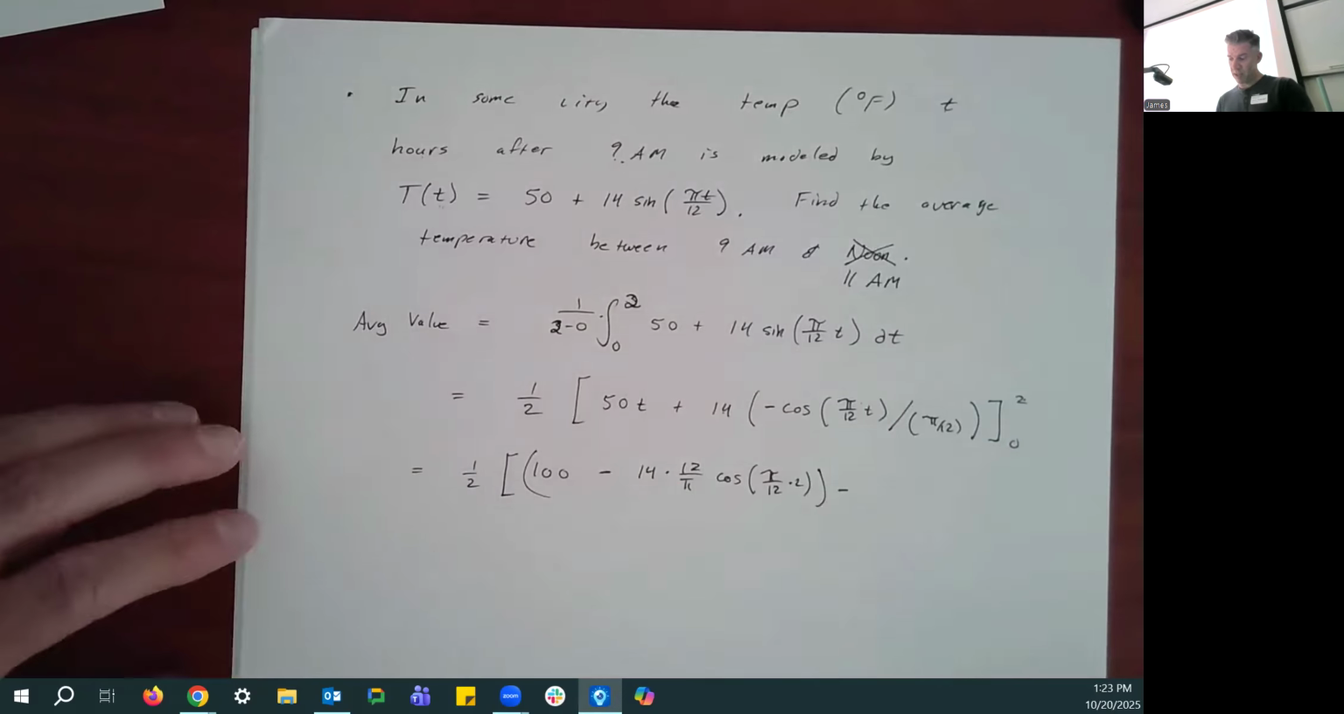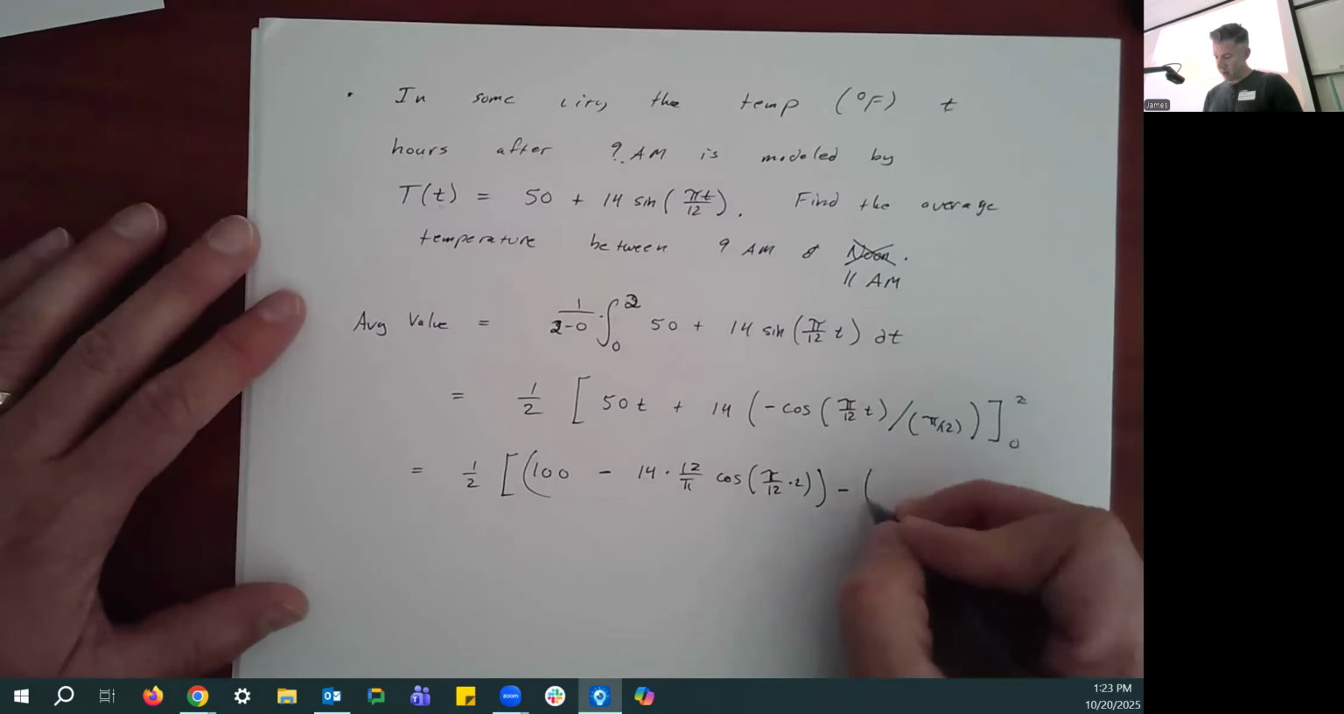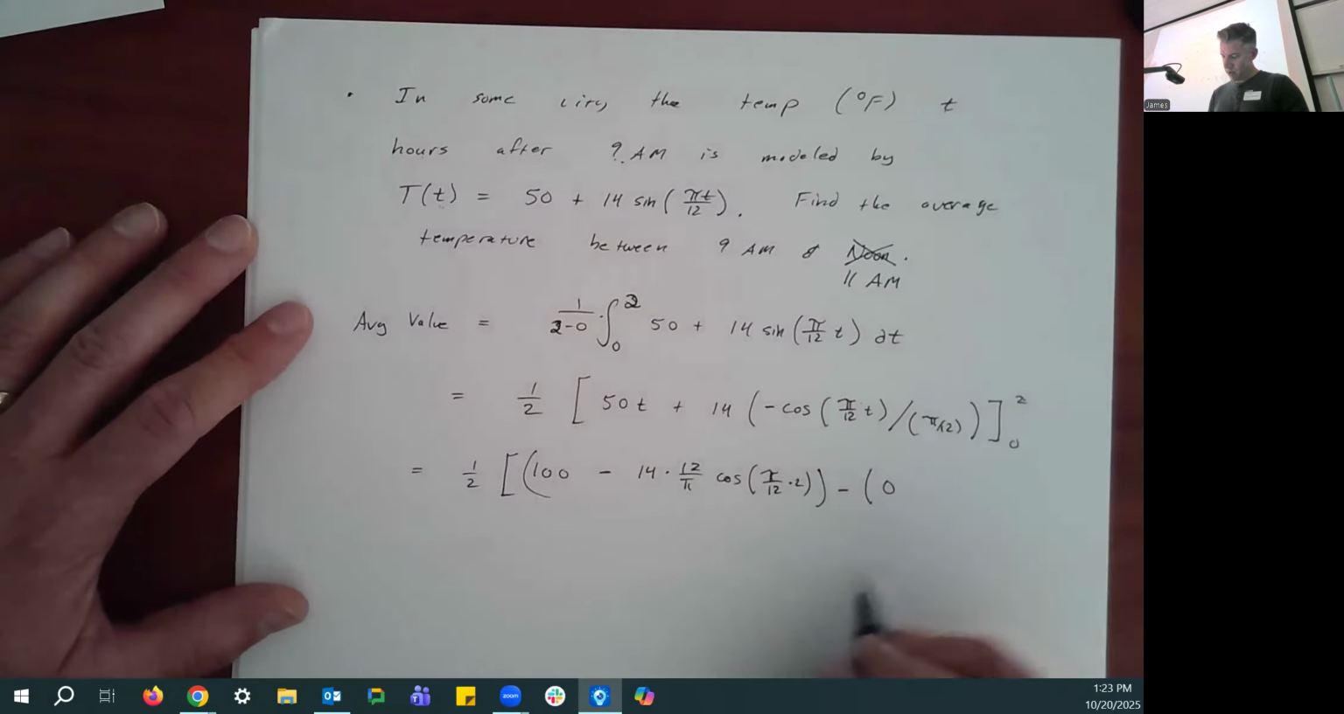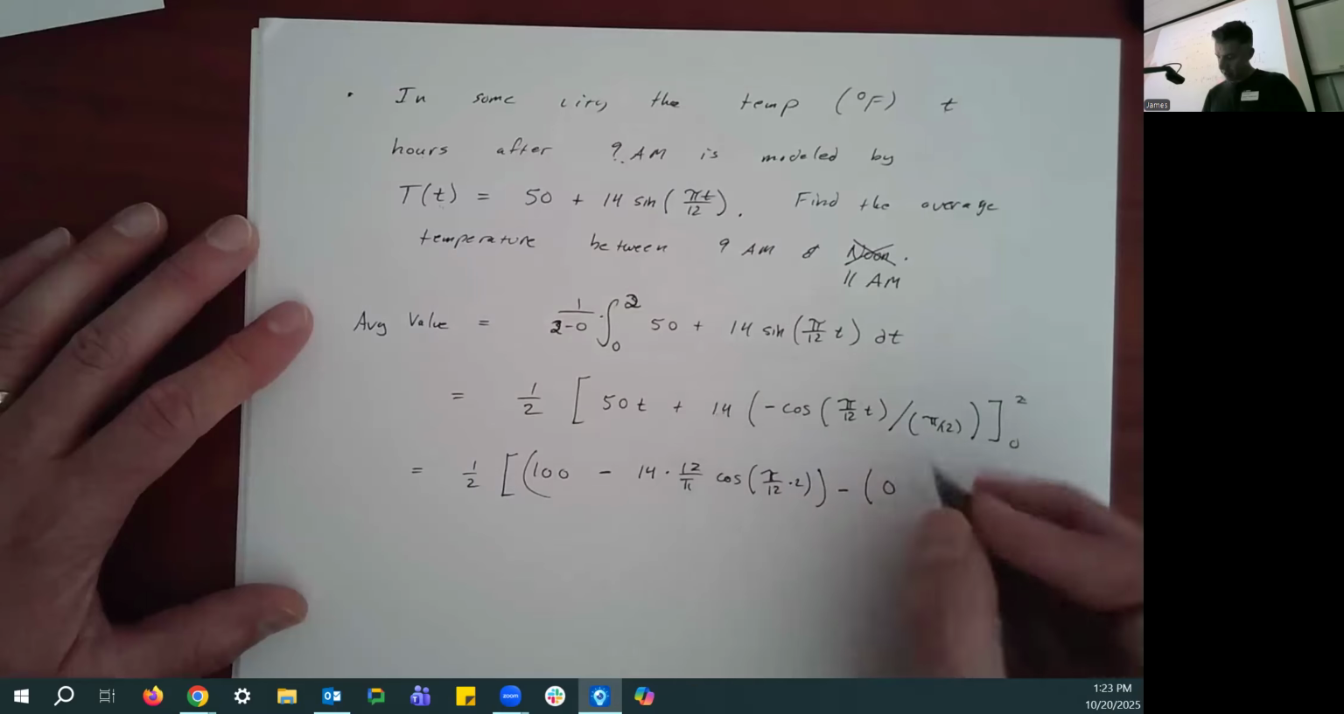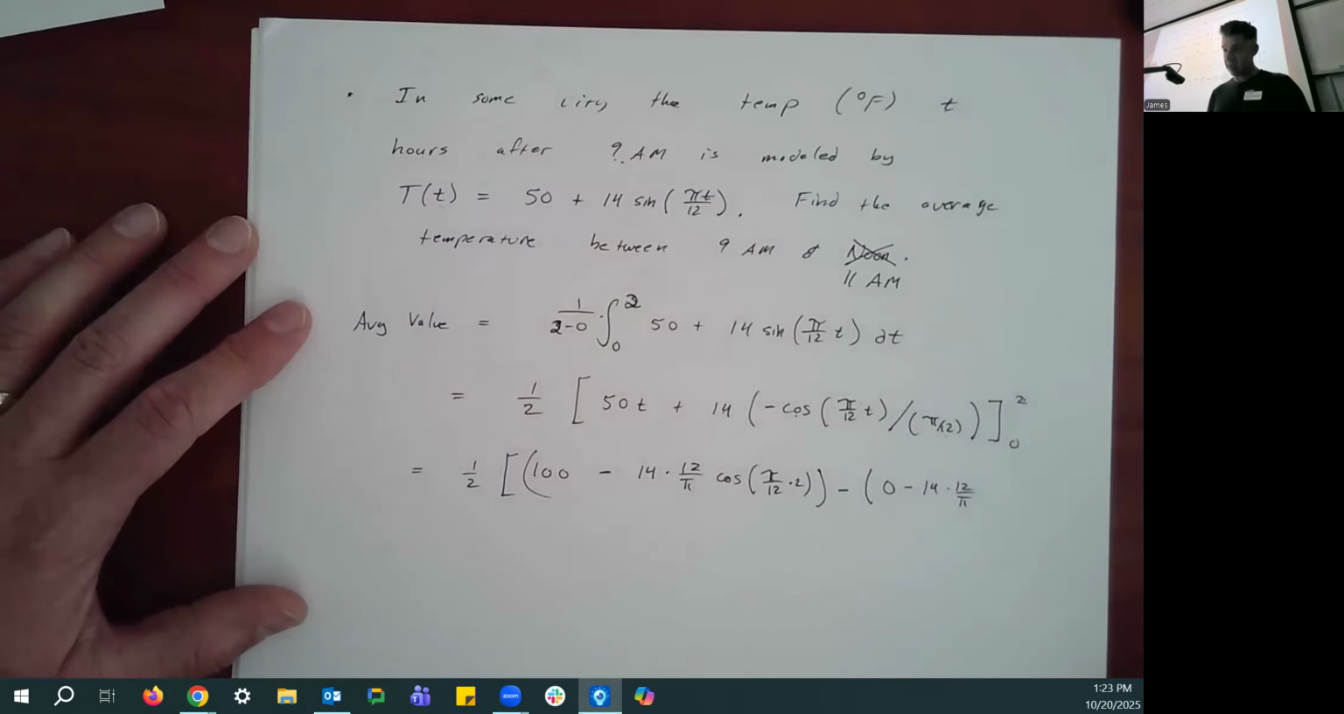Minus, now we're going to plug in 0. So we plug in 0, 50 times 0 is 0. We're still going to have minus 14 times 12 over pi. And then cosine of 0 is 1.